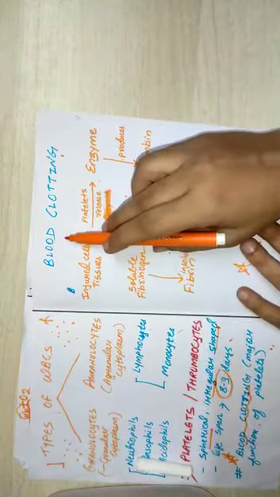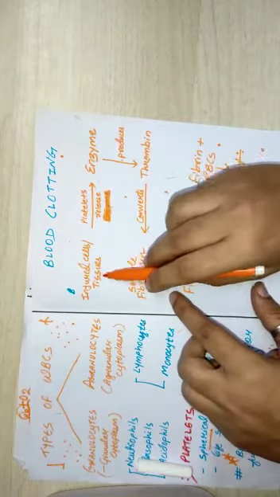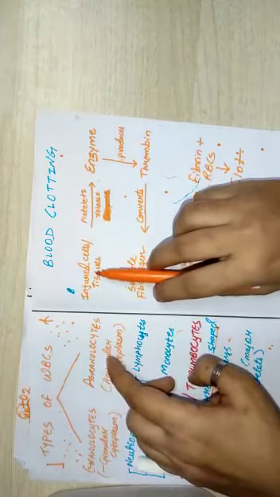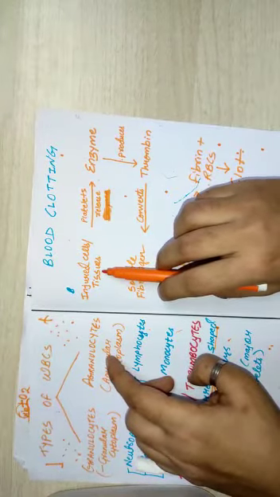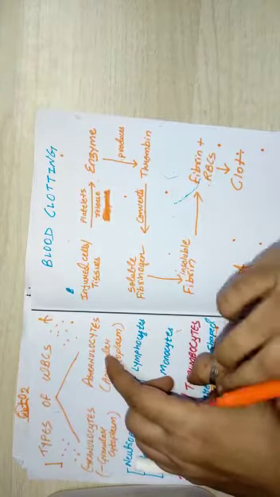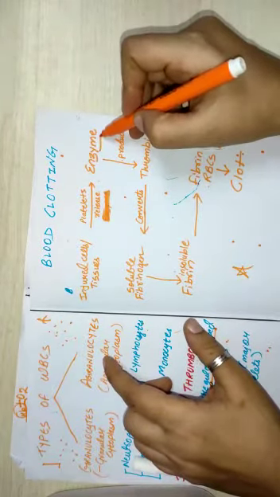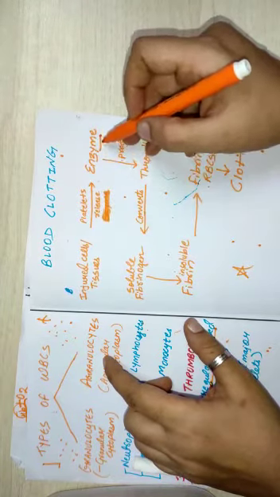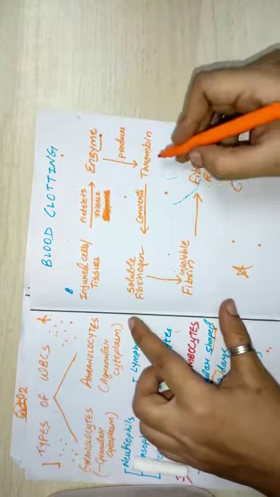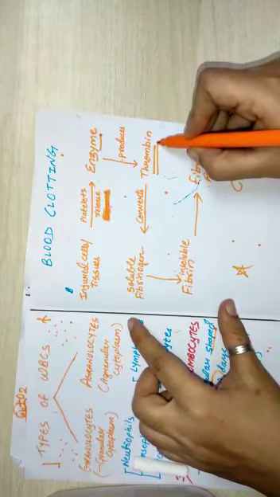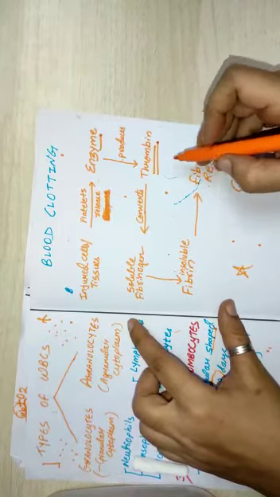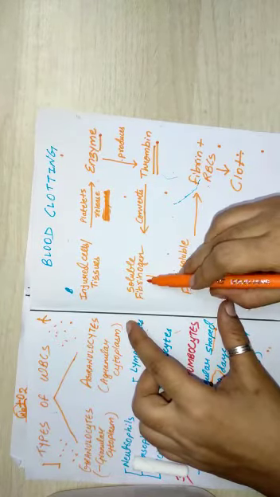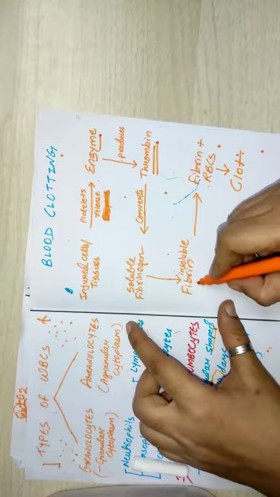So how does it happen? Suppose this part of my hand is injured. From the injured tissues or cells, the platelets will release an enzyme. This enzyme will produce thrombin. Thrombin is another enzyme. This thrombin will convert soluble fibrinogen to insoluble fibrin. Fibrin is again a protein.